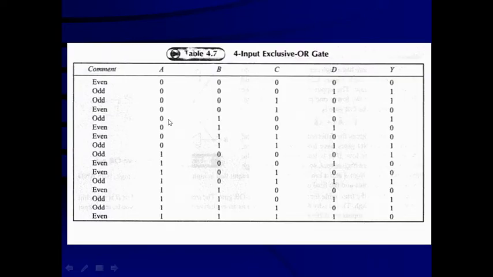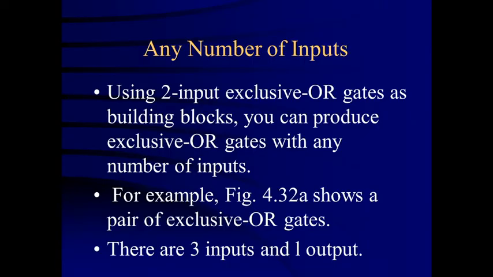This is the truth table for 4 input exclusive OR gate. Here, this is comments. Comment indicates whether the input contains odd number of ones or even number of ones. If even number of ones are there in the input ABCD, then the output is going to be 0. If odd number of ones are there in the input ABCD, then output is going to be 1.